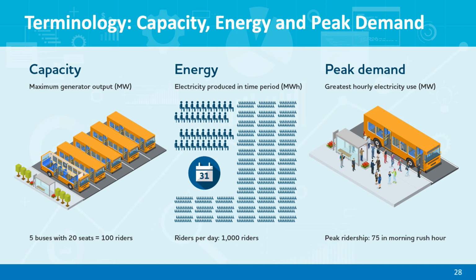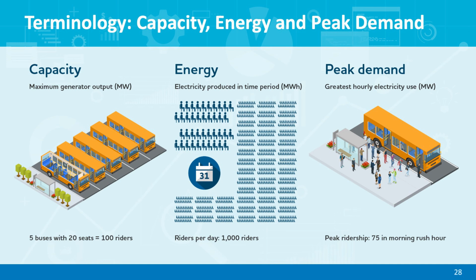Capacity is the maximum amount of electricity that can be made by generators at a particular time, measured in megawatts. For the bus analogy, it is the maximum number of people that can get on the bus at any one time, limited by the number of seats on each bus. So in this example, 5 buses with 20 seats means you have a capacity of 100 riders.